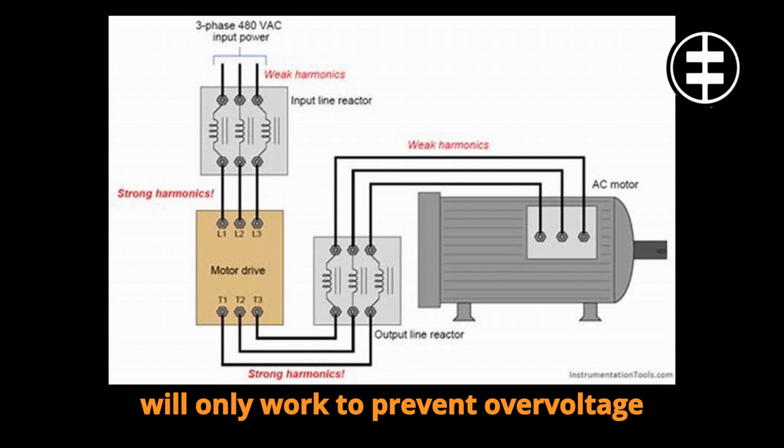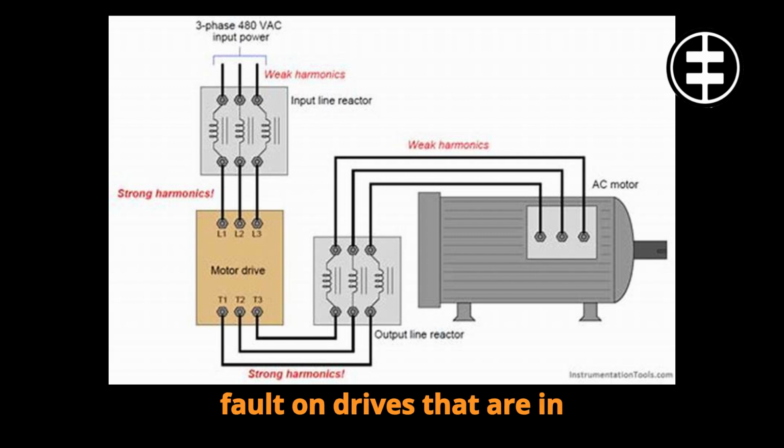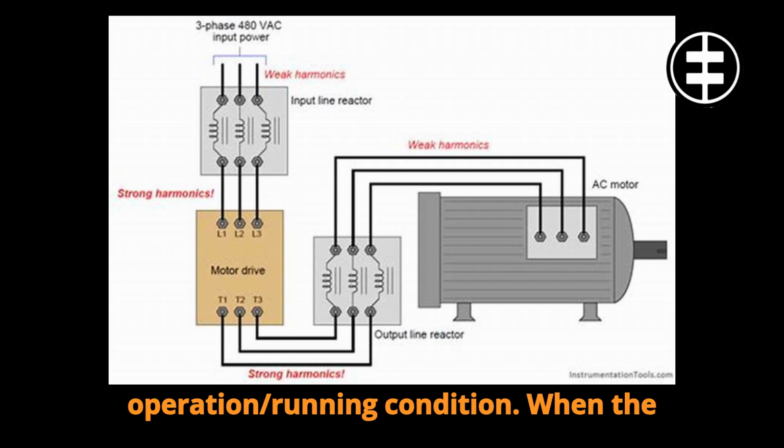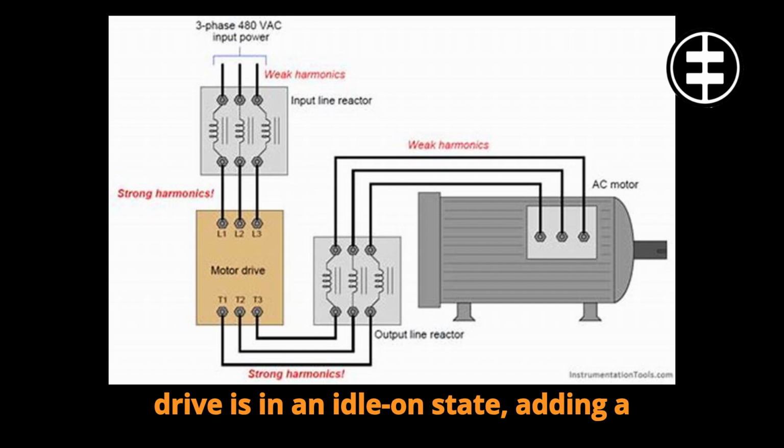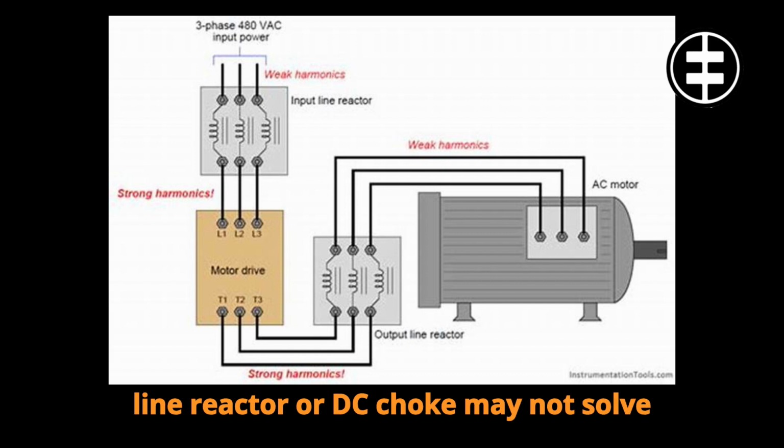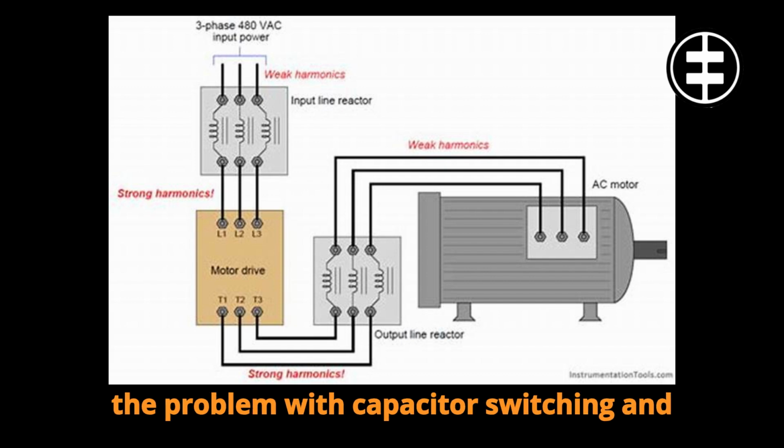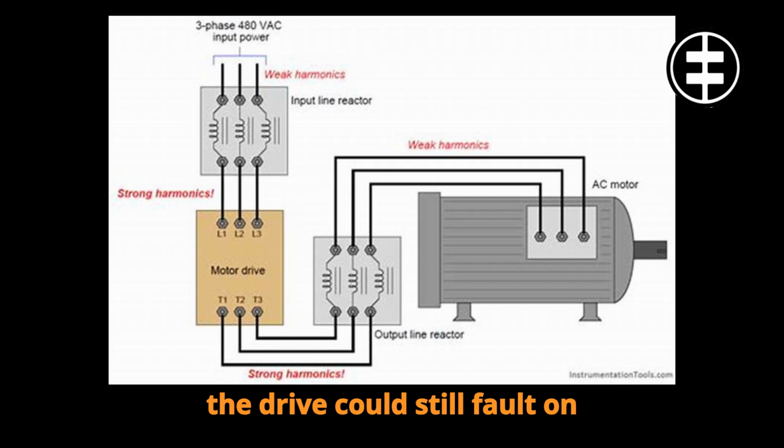Note that this will only work to prevent overvoltage fault on drives that are in operation, running condition. When the drive is in an idle-on state, adding a line reactor or DC choke may not solve the problem with capacitor switching, and the drive could still fault on overvoltage.